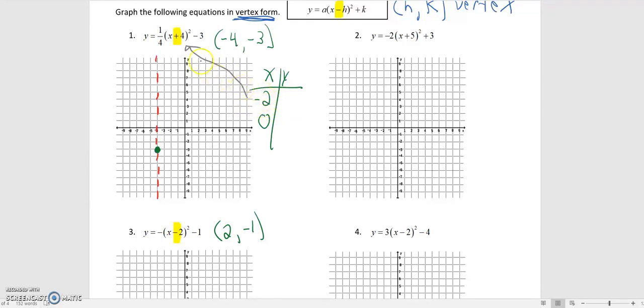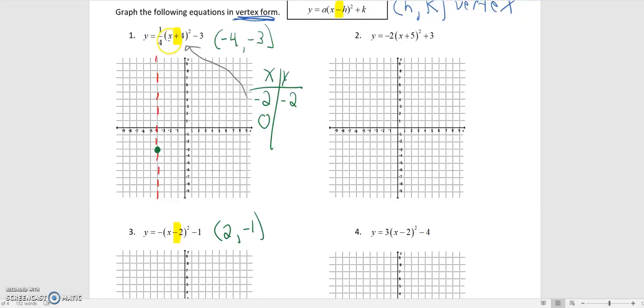So for -2, I'm going to get plus, that becomes +2. I'm going to square it, that gives me 4. 4 times 1/4 should just give me 1. And now I'm at 1 minus -3 will give me -2. Again, you can type that in your calculator. I'm just doing it in my head.